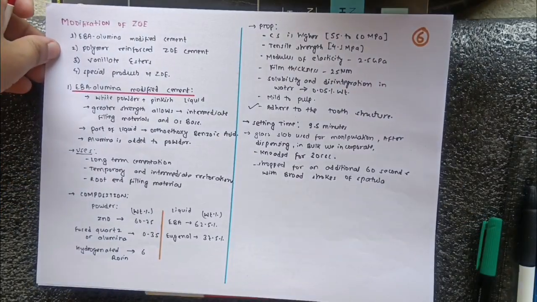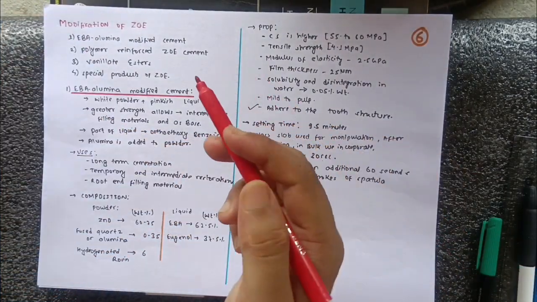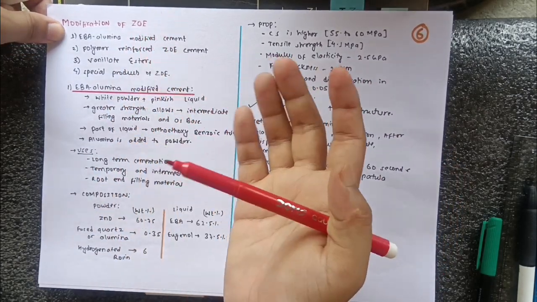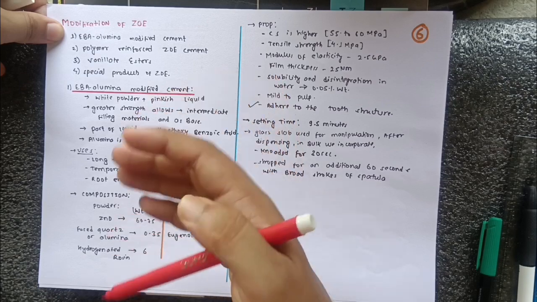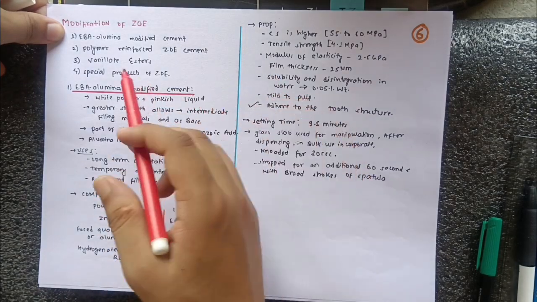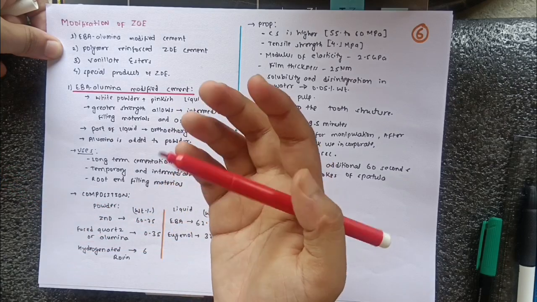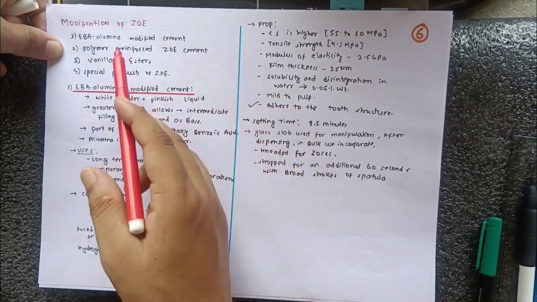After the manipulation section, now we will discuss the modification of zinc oxide eugenol. As I have told, it is a low strength cement. So for strengthening the cement, we do modification in the zinc oxide eugenol, and the modification causes an increase in strength.